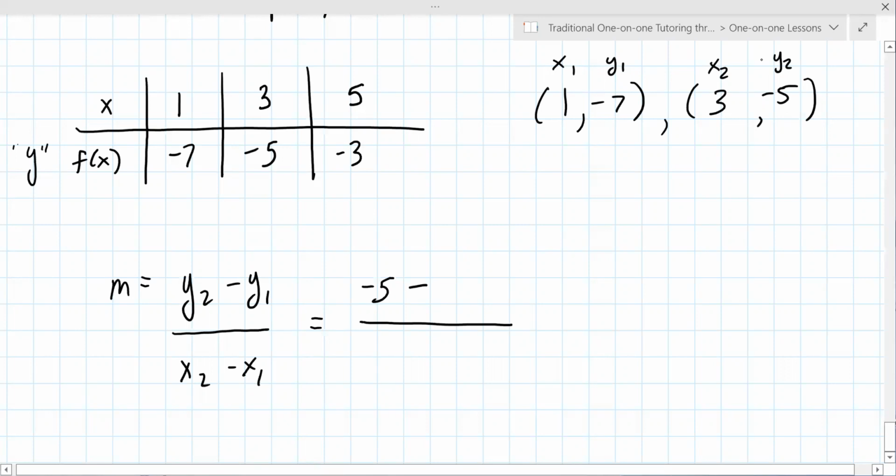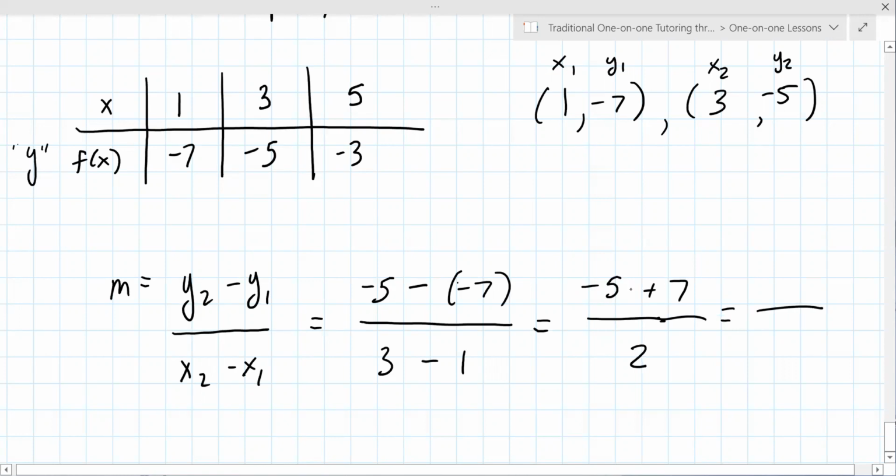Negative 5 minus negative 7. The next is 3 minus 1. Negative 5 minus negative 7 becomes negative 5 plus 7, because two negatives make a positive. If you owe someone $5 and you have $7 and you give them 5, how much do you have left over? 2. That's right. Which is... That's 1. Yes.